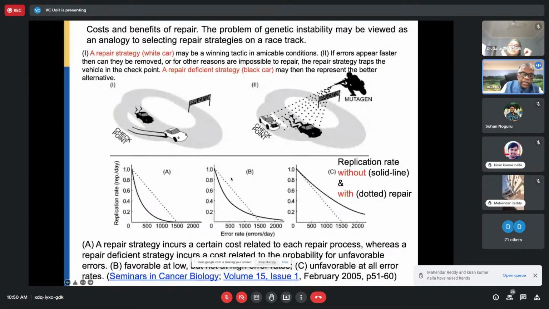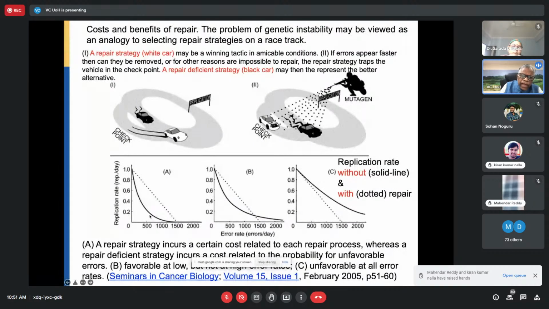Look at this non-linear dark curve. This is the curve represented by a repair compromised cell. What is the consequence? The repair compromised cell shows a rapid decline in replication in the early stages of mutations. As the mutational load increases, it plateaus and it takes off here. Now this graph, which is the repair compromised model, gets lifted up as the repair becomes more and more severe.